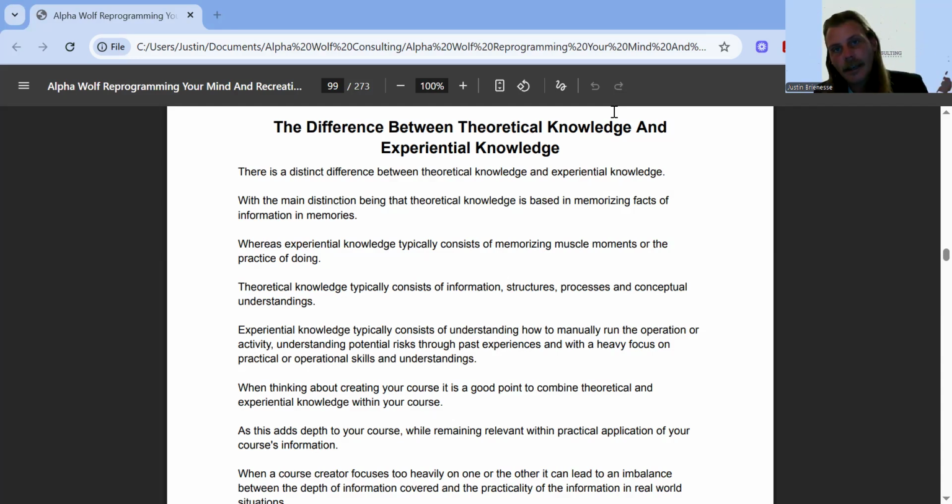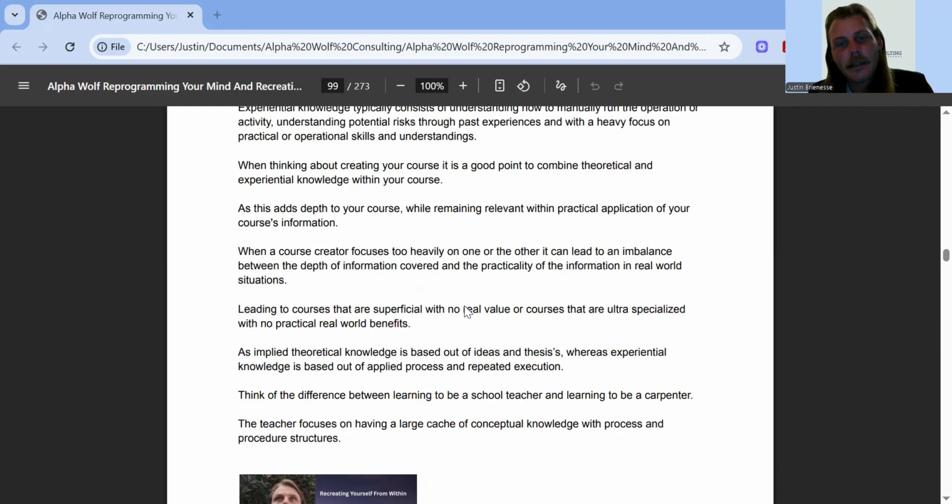So just think about that difference. Theoretical knowledge is external to me. Experiential knowledge is internal to me. Does that make sense? It's very important that we understand this, because understanding this breakdown allows me to segment my course to understand how much am I talking external to me and how much am I talking internal to me, and then what is the ratio that's going to help it?